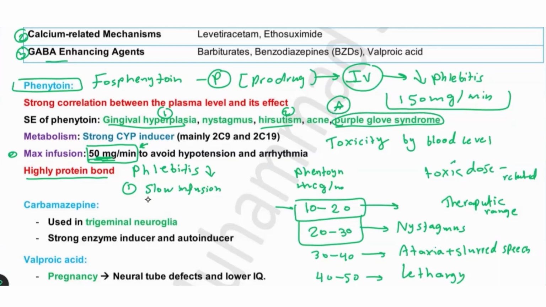And this is an exam question. So purple glove syndrome is an idiosyncratic side effect that happens regardless of the levels of phenytoin. They can happen even at the therapeutic levels. And purple glove syndrome, memorize it, correlates with the drug phenytoin, and it's a condition where the palm literally turns purple after the IV administration of phenytoin.